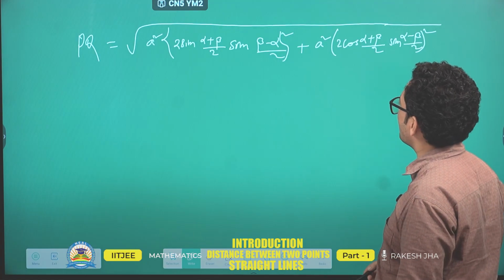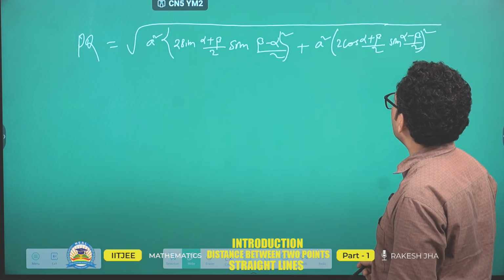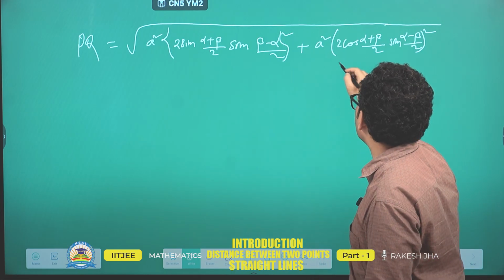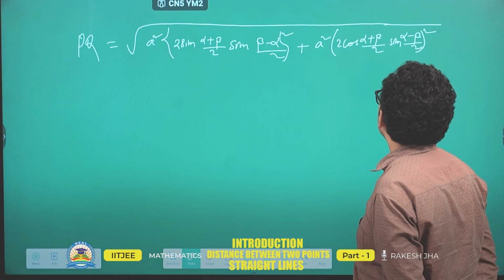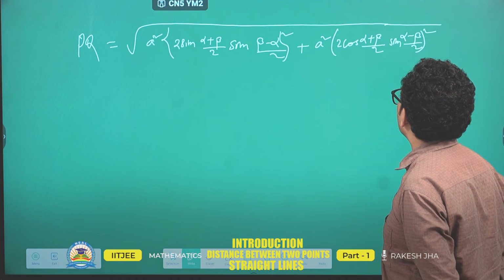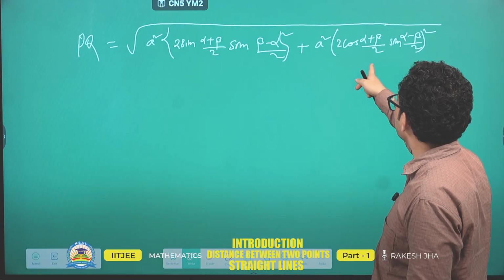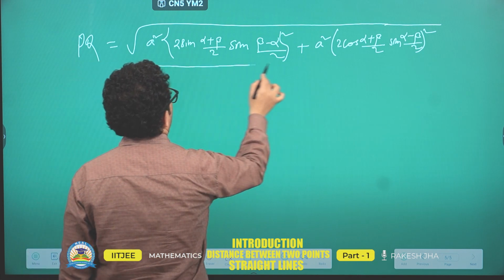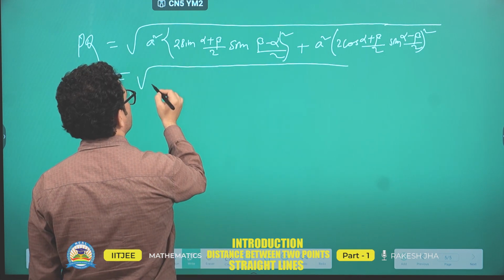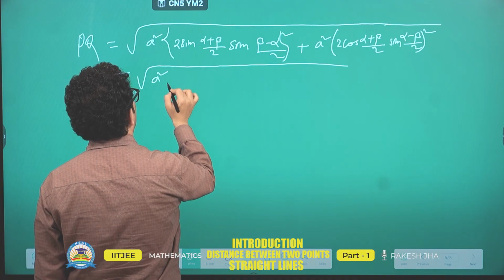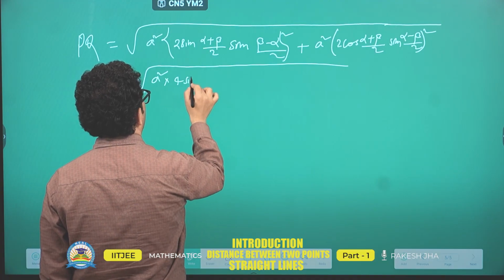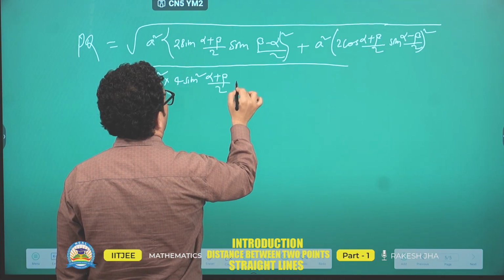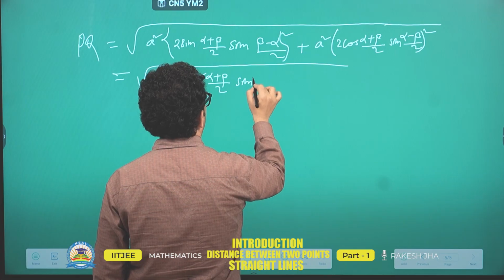So now if you take common, basically we can see here that 2 can be taken common, a square can be taken common, and here sin alpha minus beta can also be taken common. Square is there, so firstly open the square here. So it would be a square and then multiply 4 sine square (alpha plus beta) upon 2, and here again sine square.